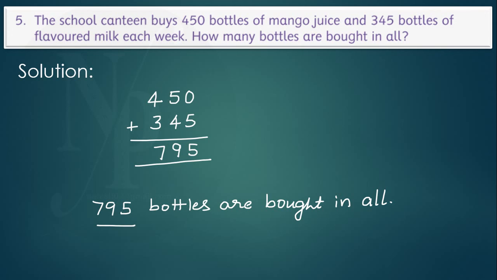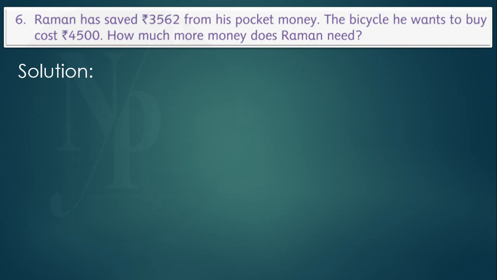Let us move to the next question now. Raman has saved rupees 3,562 from his pocket money. The bicycle he wants to buy cost rupees 4,500. How much more money does Raman need?